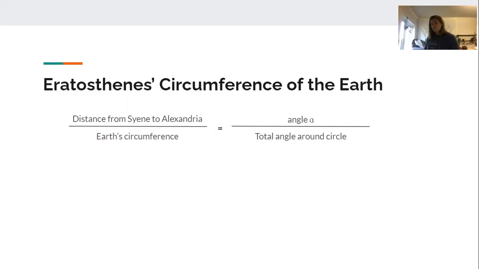516.73 feet. So the stades over the circumference of the Earth is equal to angle A over the total angle around a circle, which would be 1/50. And then if you were to solve the equation, it would be roughly 250,000 stades, which in miles is 24,466 miles, which is really close to what we actually accept to be the circumference of the Earth, which is 24,860 miles. So he was really close.